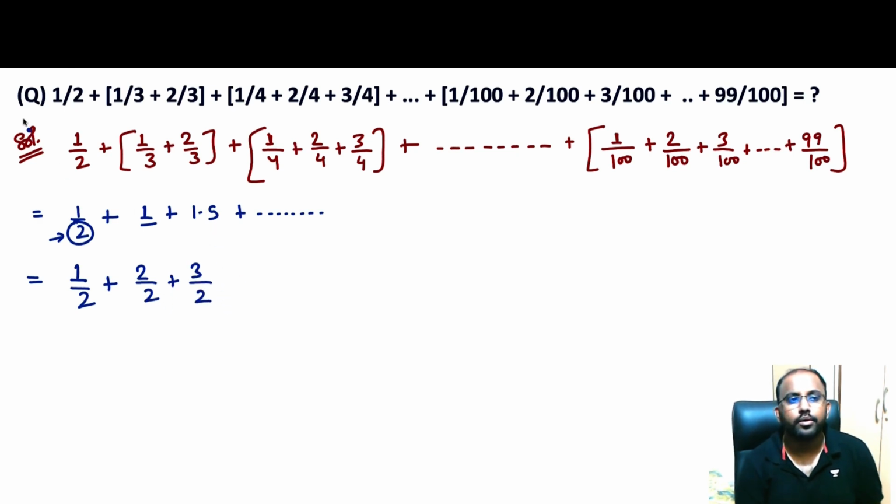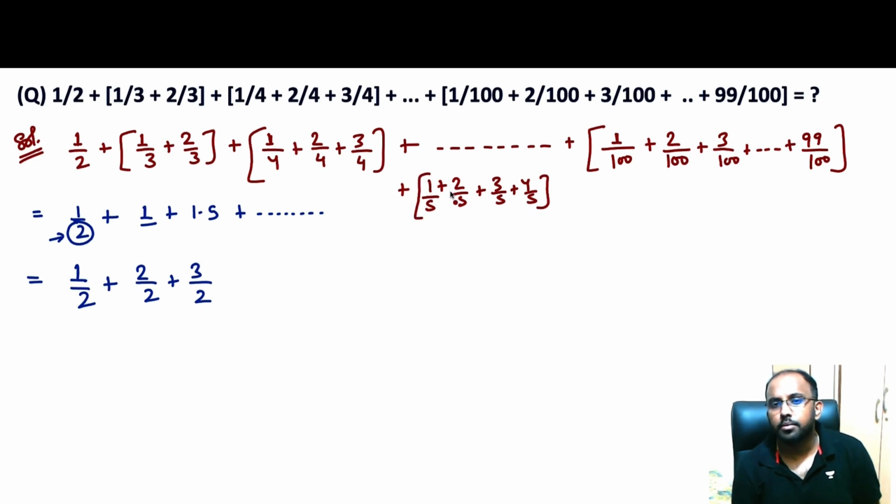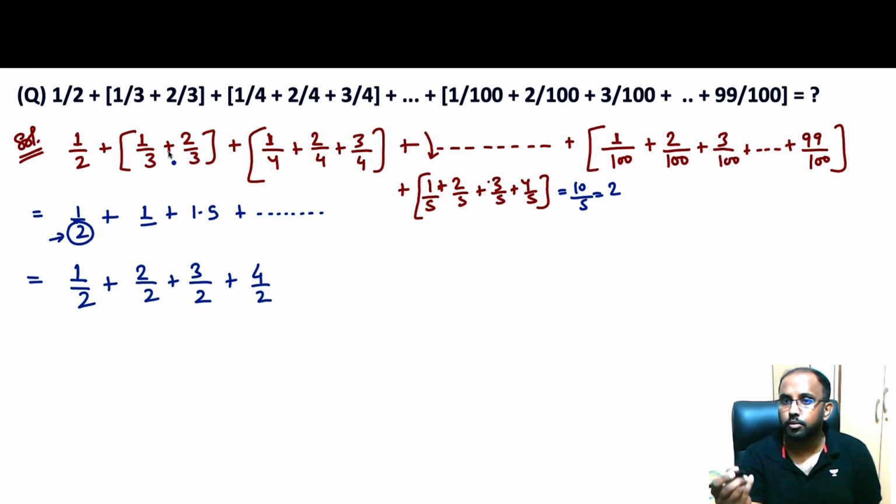Now, what is the next term here? If you observe, after this term I should get 1 by 5 plus 2 by 5 plus 3 by 5 plus 4 by 5, right? So if you solve it, you'll be getting 10 by 5, that is 2. So how can I write this in the series? This 2 I can write as 4 by 2. So 1 by 2 plus 2 by 2 plus 3 by 2 plus 4 by 2, it will go like that, right?